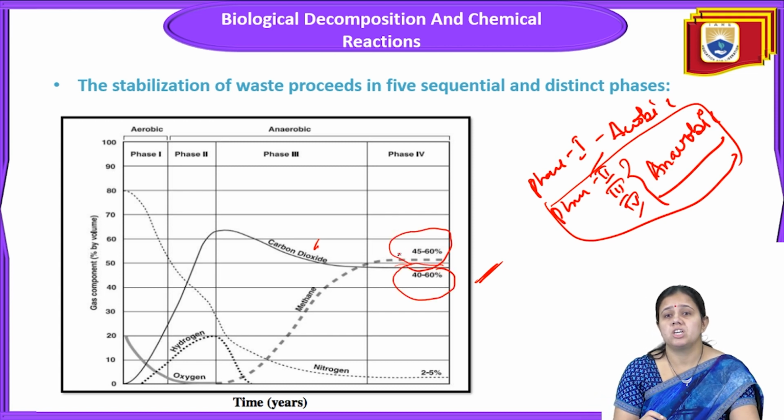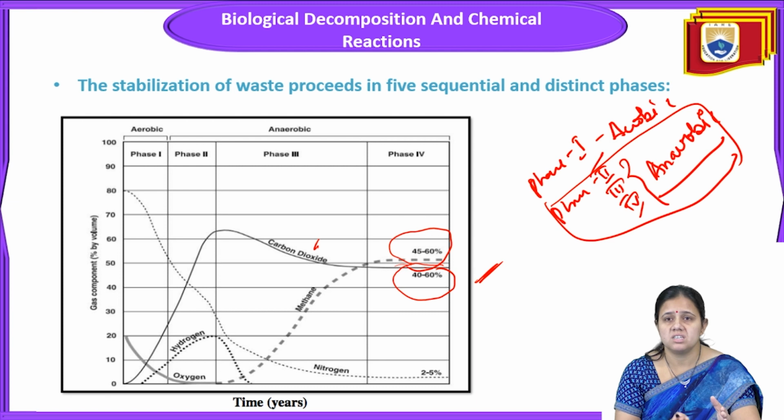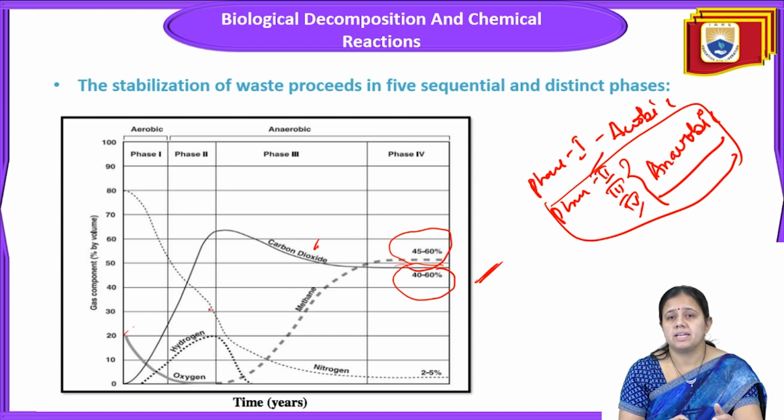The methane production: in the starting phase up to phase 2, oxygen is there, so methane production is very less. Up to phase 1, no methane is there. Up to phase 2, because little oxygen will be there, no methane is there. So up to phase 2, the landfill is running very good.